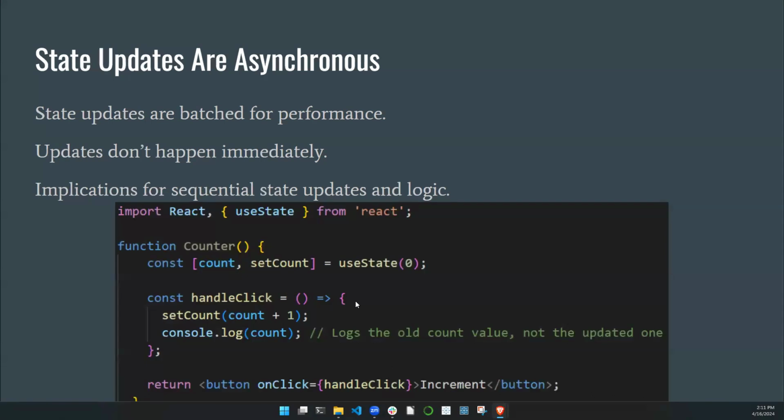If you look at this example, we have this handleClick, and this handleClick calls setCount, and you need to provide what the next state of the count should be. We said that count should be count plus 1. So when we console log count, it's going to show the old count value instead of the updated one that is incremented by 1.